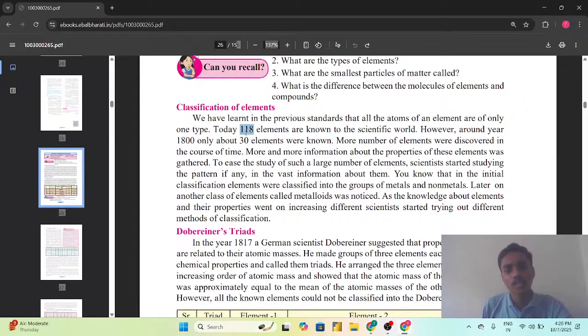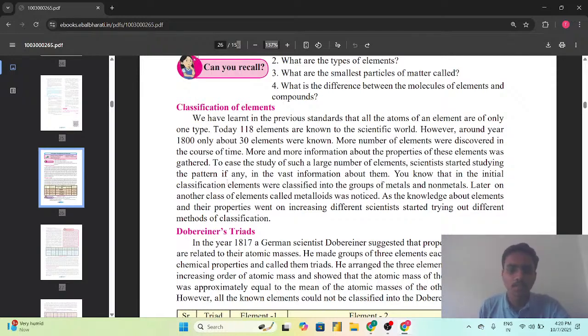तो आज हमें 118 एलिमेंट्स जो कि साइंटिफिक वर्ल्ड में प्रेजेंट है तो हमें वो नोन है. लेकिन at the time of 1800 only 30 elements were known. More number of elements were discovered in the course of time. More and more information about the properties of these elements was gathered. Due to the study of such a large number of elements, scientists started studying the pattern, if any, in the vast information about them.